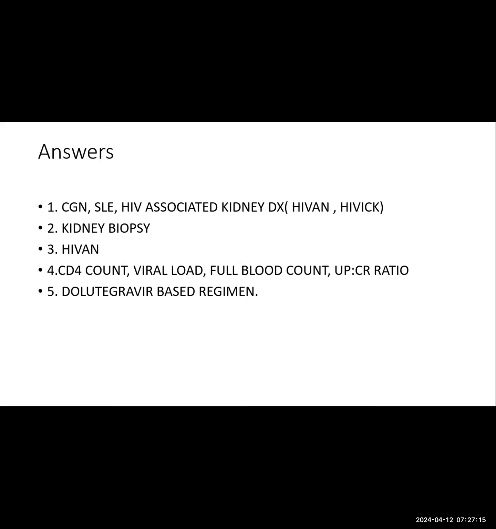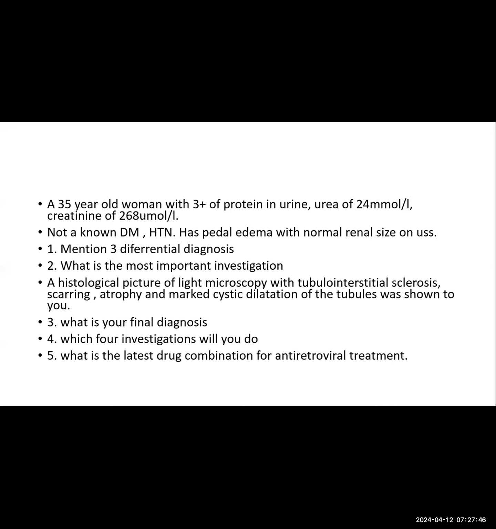They also give a history of being not a known hypertensive or diabetic. Second, systemic lupus erythematosus causing lupus nephritis, because of the age and sex of the patient, like we know it is commoner in women of childbearing age. Third, HIV-associated kidney disease, which could be either HIVAN or HIVICK, given the fact that she is of reproductive age, so is most likely sexually active and can have a sexually transmitted infection, of note being HIV, which can also cause a glomerular lesion.